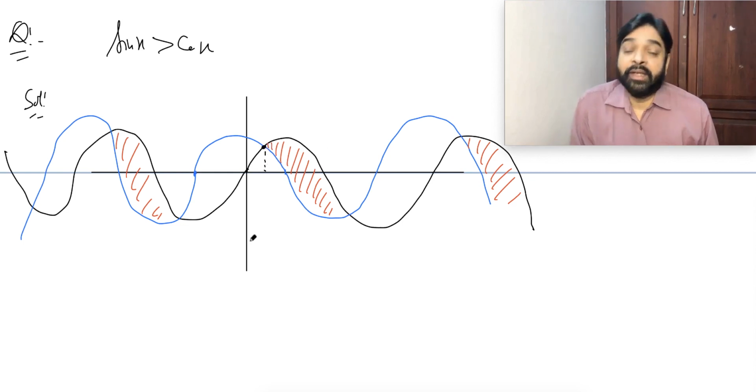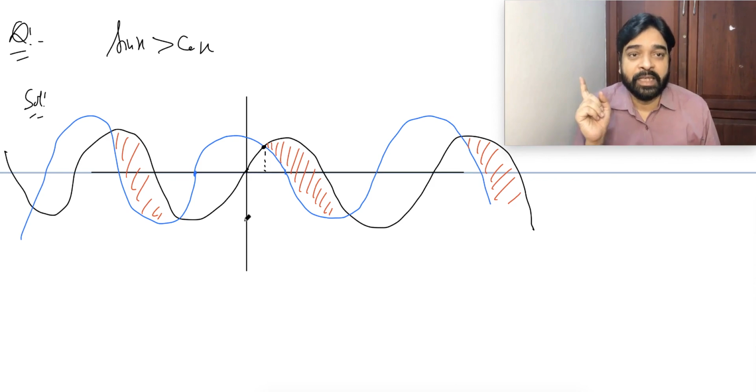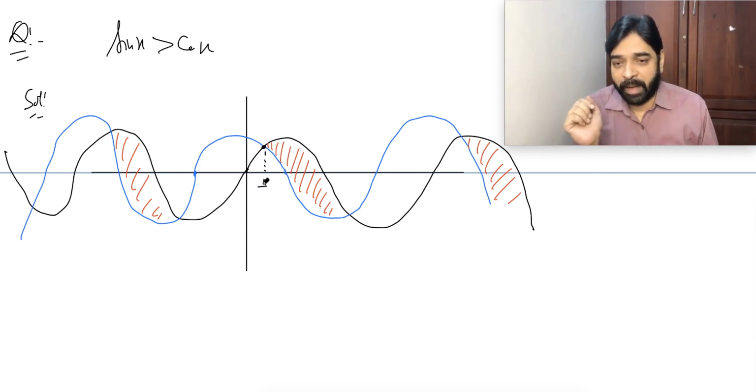What is this point? This is the point when sin x is equal to cos x for the first time. When is sin x equal to cos x first? At pi by 4. Sin 45 is also 1 by root 2, cos 45 also 1 by root 2. So, this will be pi by 4.